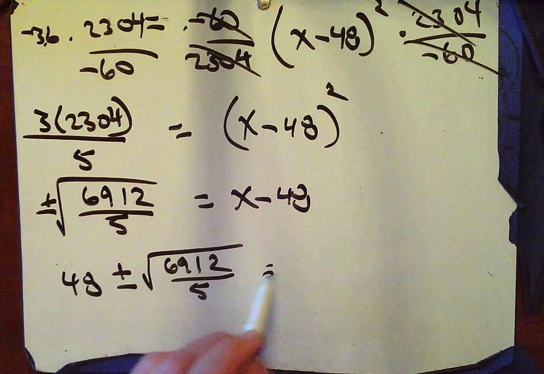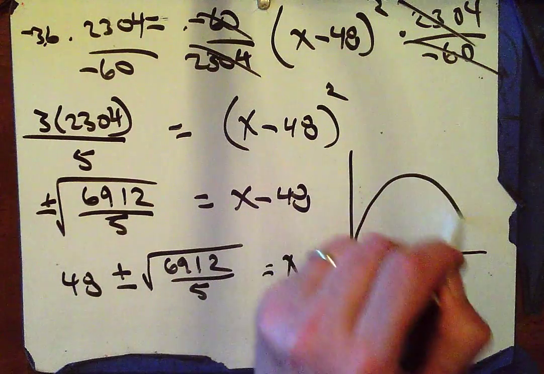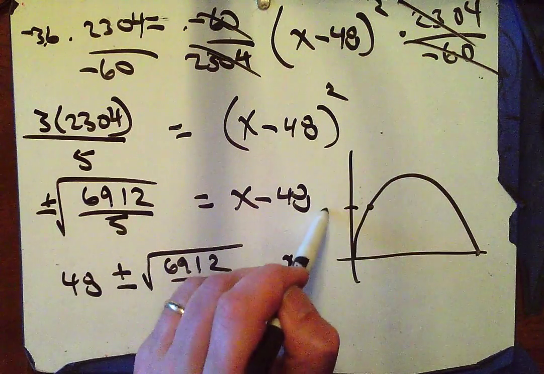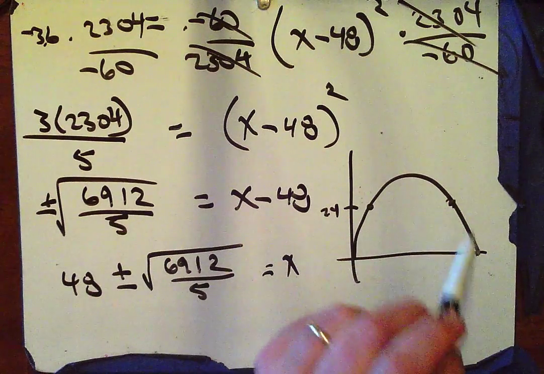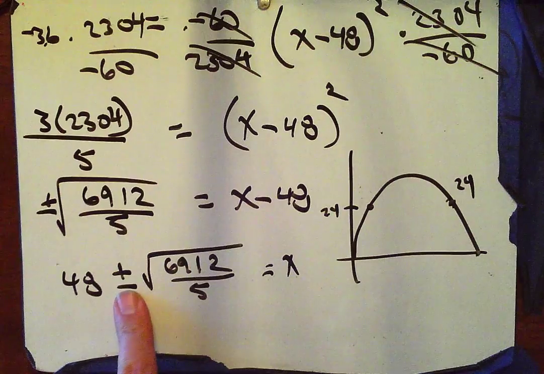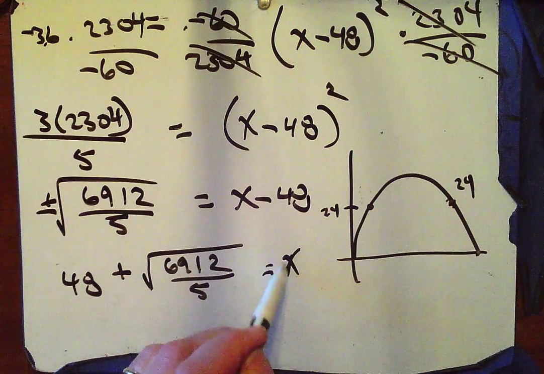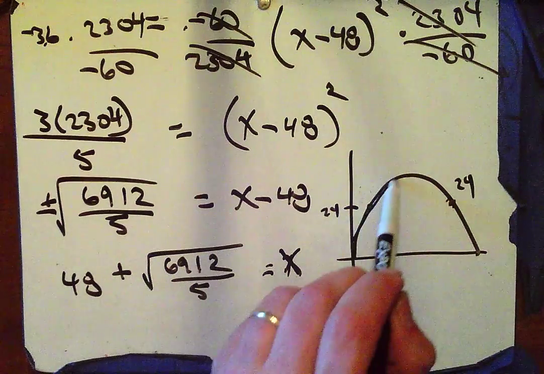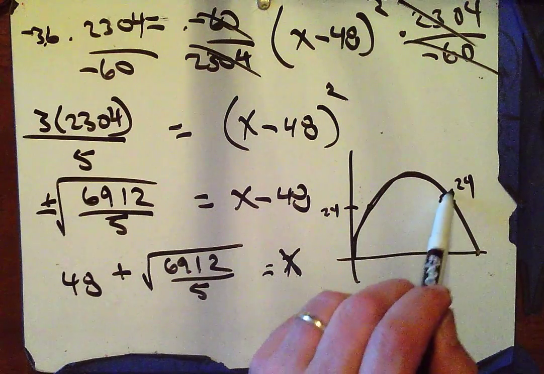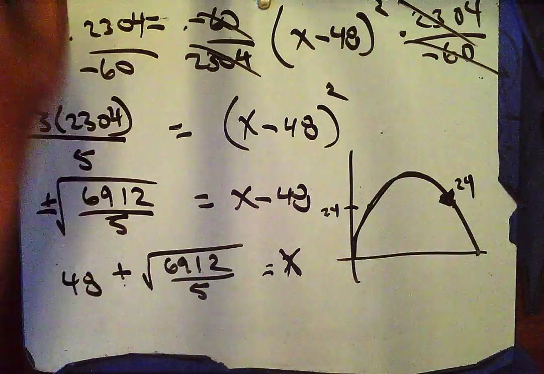That's what x equals. However, I don't want to know the first time we get to 24. I want to know the second time we get to 24. So I don't want the minus. I only want the plus. You can't give both answers here because the problem explicitly said on the way down we should hit that point. So we can only have the plus version.